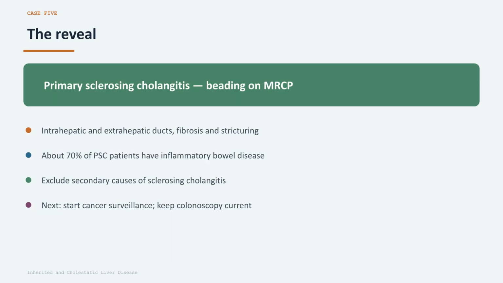This is primary sclerosing cholangitis. The diagnostic test is cholangiography, magnetic resonance cholangiopancreatography, or MRCP, and it shows multifocal beaded strictures of the bile ducts. Unlike primary biliary cholangitis, this disease inflames both the intrahepatic and the extrahepatic ducts, leading to fibrosis and stricturing of the whole biliary system. About 70% of patients with this disease have inflammatory bowel disease, usually ulcerative colitis. Before you commit, exclude secondary causes, then start him on a surveillance plan.